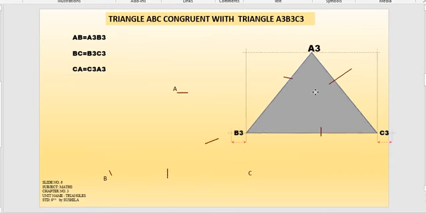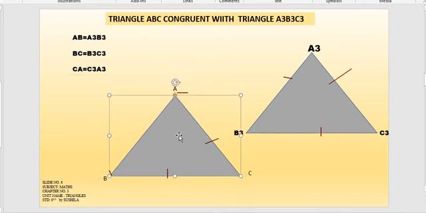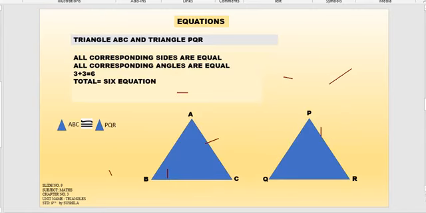Okay, if you perform the activity at your home, you can check it by the practical manner only. Okay, this is the way we'll check.